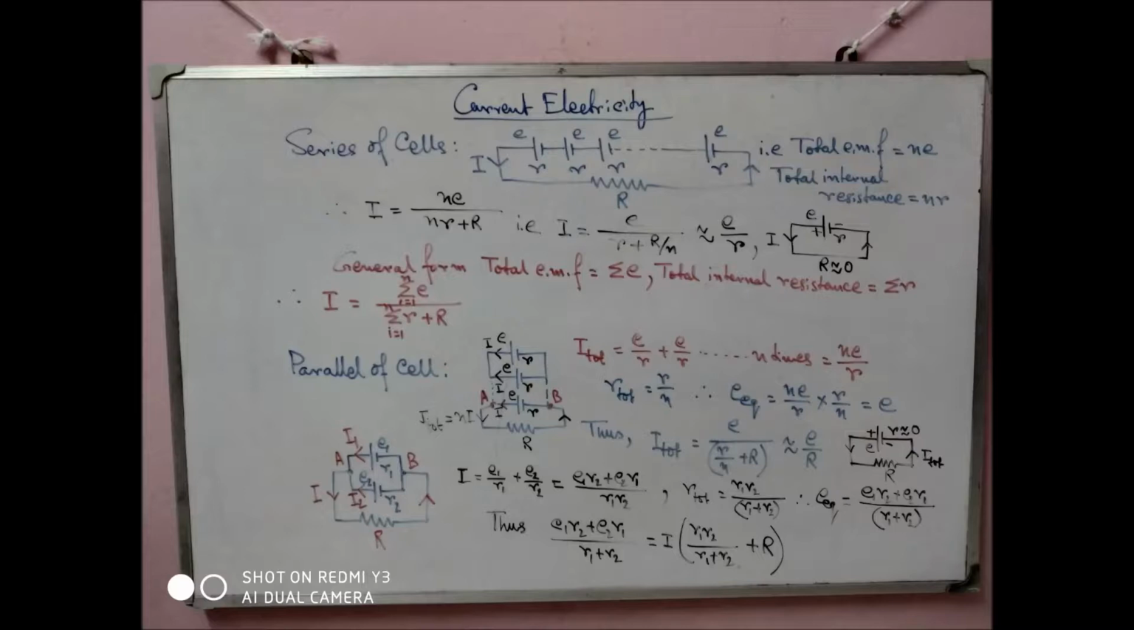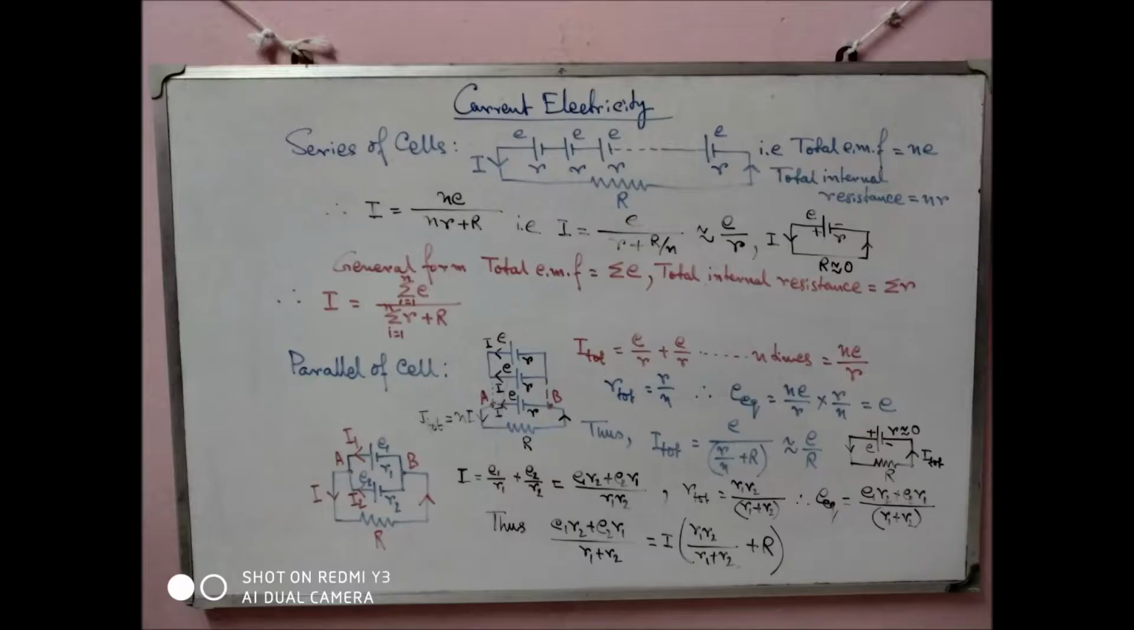So in that case, whenever we are connecting a large number of cells in series, ultimately it is equivalent to a single cell with excessive current. It is equivalent to a single cell with excessive current, that is short circuit condition, correct? It is just an equivalence comparison.